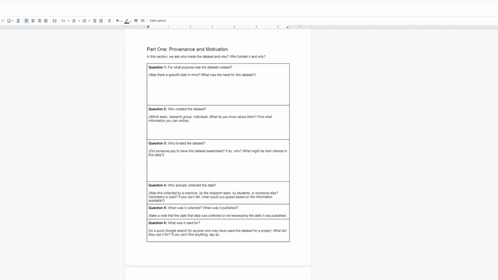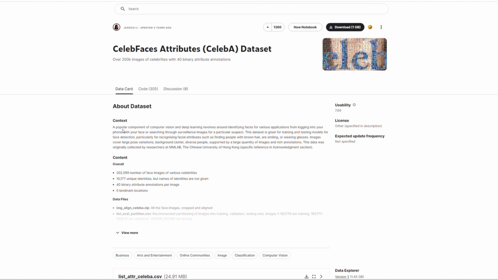For what purpose was this data set collected? Well, there's a lot more information on this data set, right? So here, if you read it, it's going to tell you, this data set is great for training and testing models for face detection, particularly for recognizing facial attributes such as finding people with brown hair, smiling, or wearing glasses. So that's interesting. So this is a data set created for that purpose.